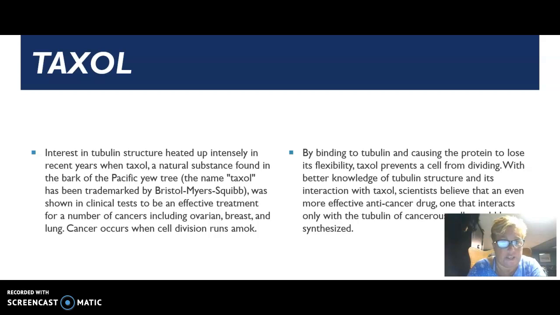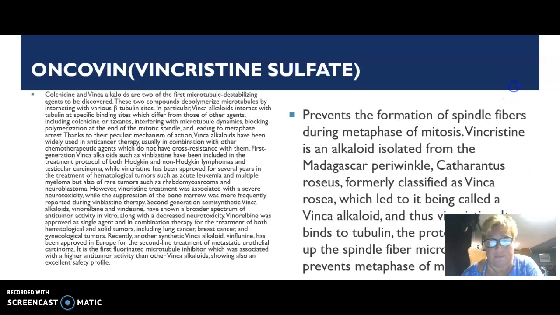Interest in tubulin structure heated up intensely in recent years when Taxol, a natural substance found in the bark of the Pacific yew tree, was shown in clinical tests to be an effective treatment for a number of cancers, including ovarian, breast, and lung. Cancer occurs when cell division runs amok. By binding to tubulin, causing the protein to lose its flexibility, Taxol prevents a cell from dividing. With better knowledge of tubulin structure and its interaction with Taxol, scientists believe that an even more effective anti-cancer drug, one that interacts only with tubulin of cancerous cells, could be synthesized.